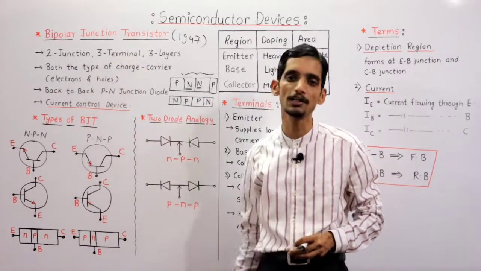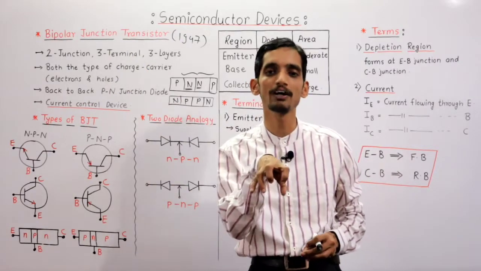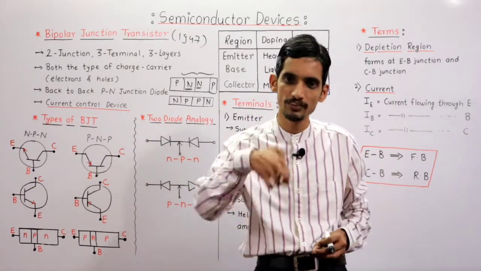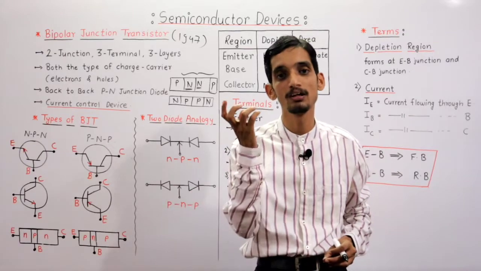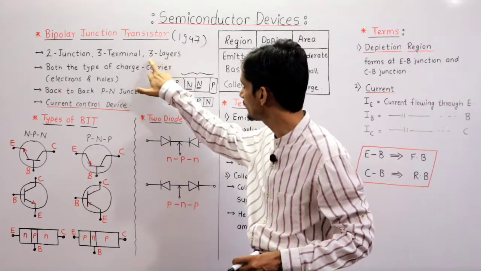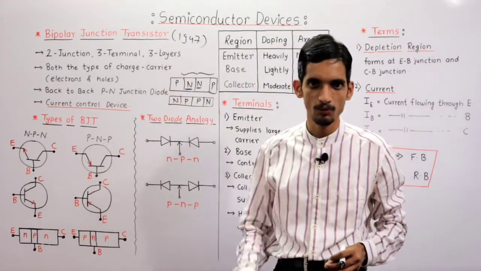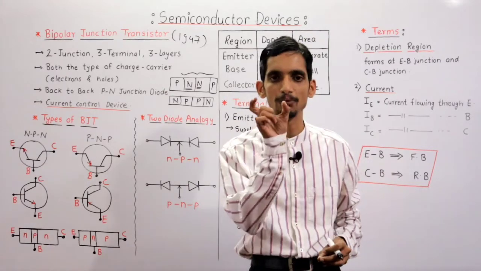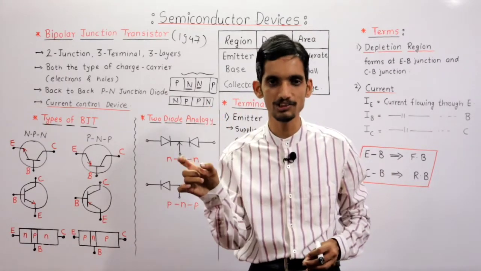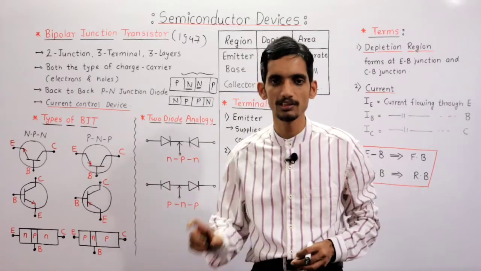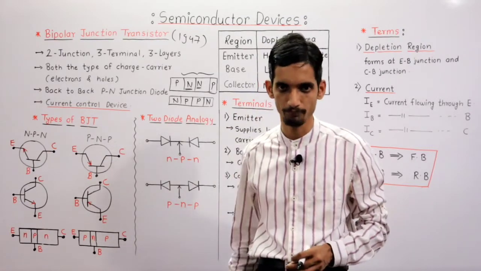Again, it is a three terminal device. Before discussing the terminals, first we look into the layers. So this BJT consists of three layers. What are the names of the three layers? Emitter region, base region, collector region. These are the three layers of BJT.